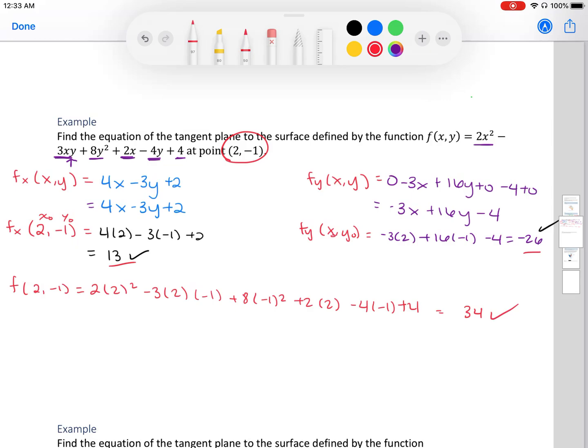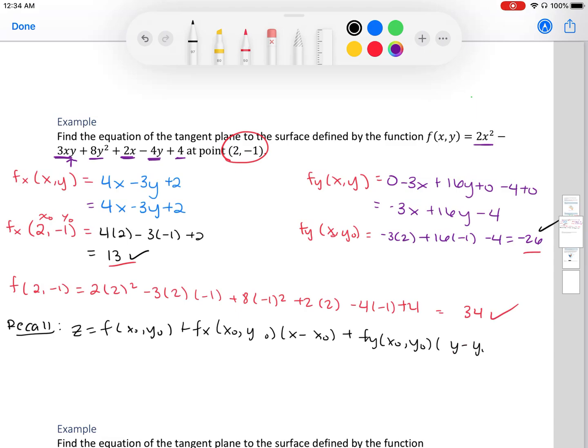Now we're going to recall our formula that we have right above. We have z is equal to f of x naught comma y naught plus f sub x of x naught comma y naught times x minus x naught plus f sub y of x naught comma y naught times y minus y naught.